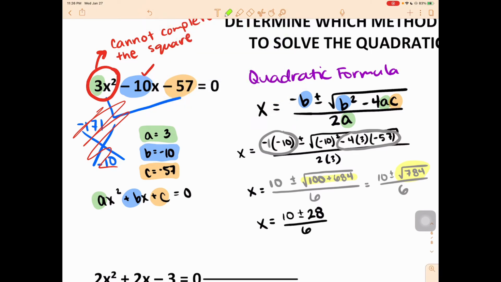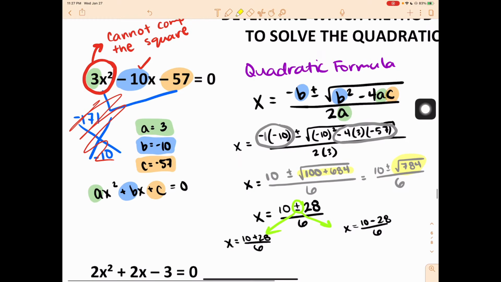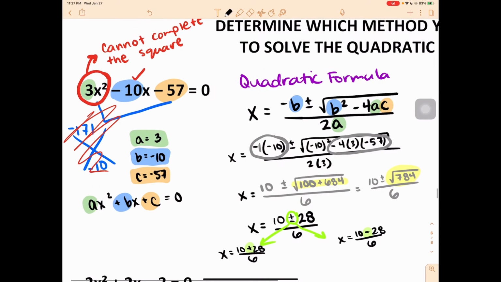So now we can go through the process of splitting the plus and the minus. So we're going to have x equals 10 plus 28 divided by 6, and x equals 10 minus 28 divided by 6. So again, the split and those plus and minus came from that plus or minus that was in front of the square root sign before. So this is going to be 38 divided by 6, and we'll round that in just a minute. And this is going to be -18 divided by 6, which is just -3.